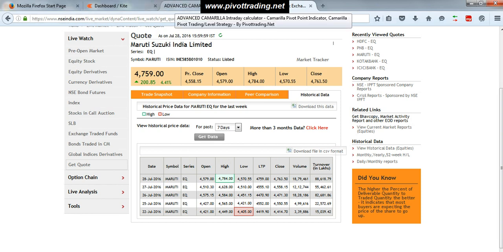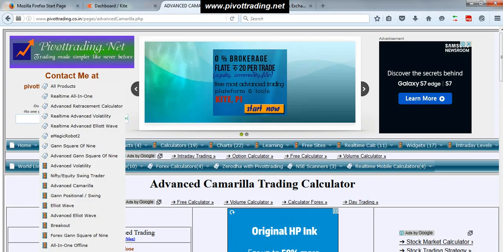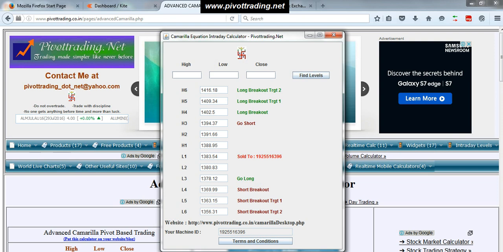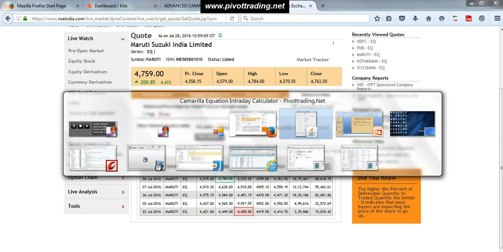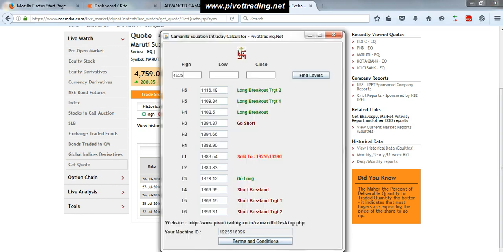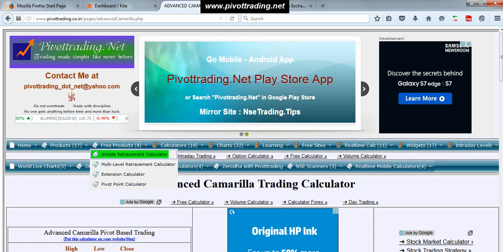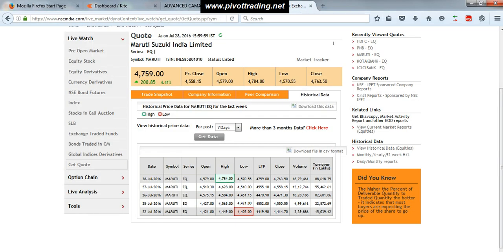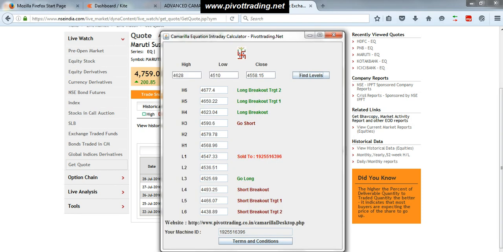Now I go to my calculator and enter all these prices. So here I note that the high is 4628. I will use my handy calculator here. So high is 4628, low is 4510, and close is 4558.15. So these are the levels. If you come to this particular page and enter the values, you will get the same levels. I'm just using this particular calculator for showing this particular demo. Okay, so here we got all these levels.